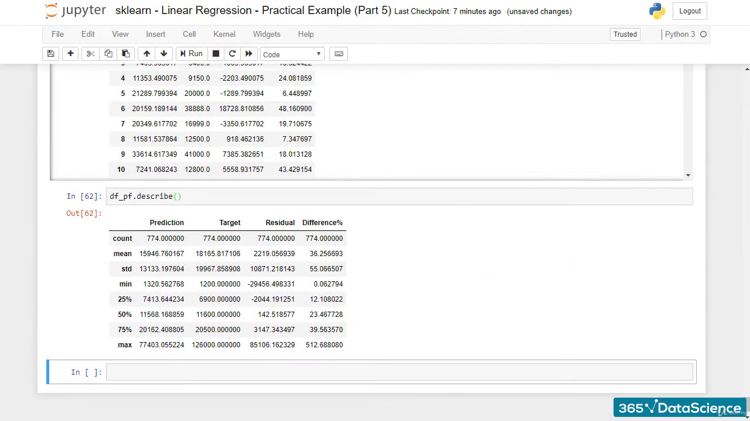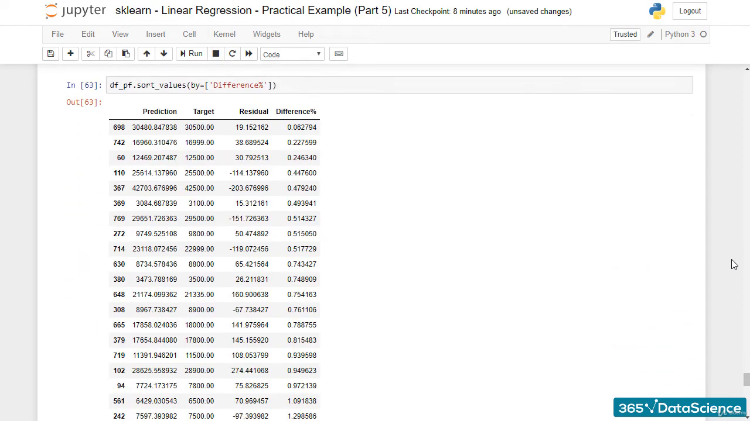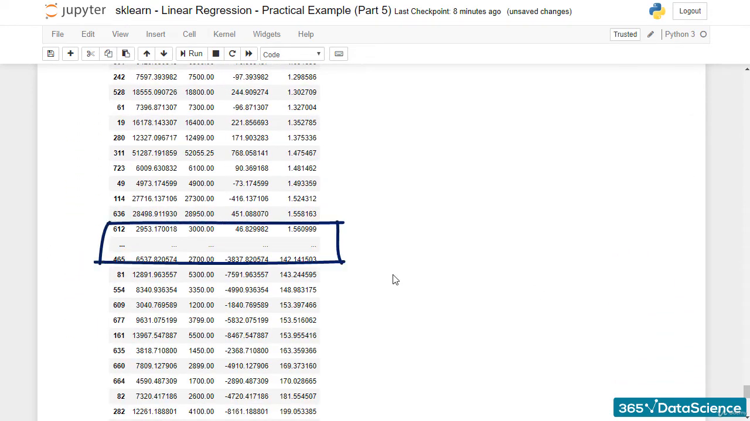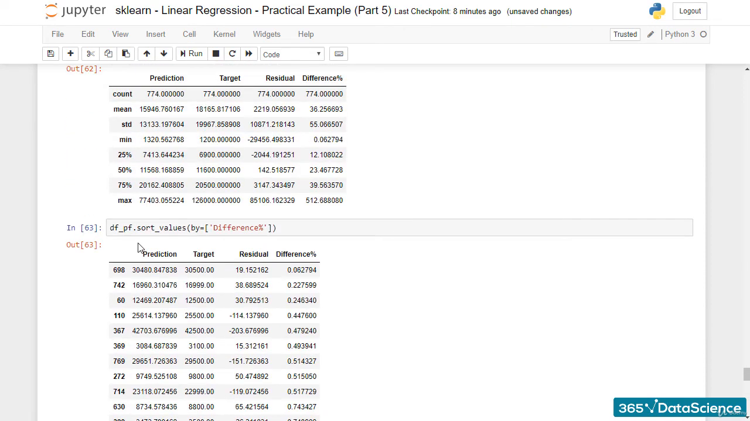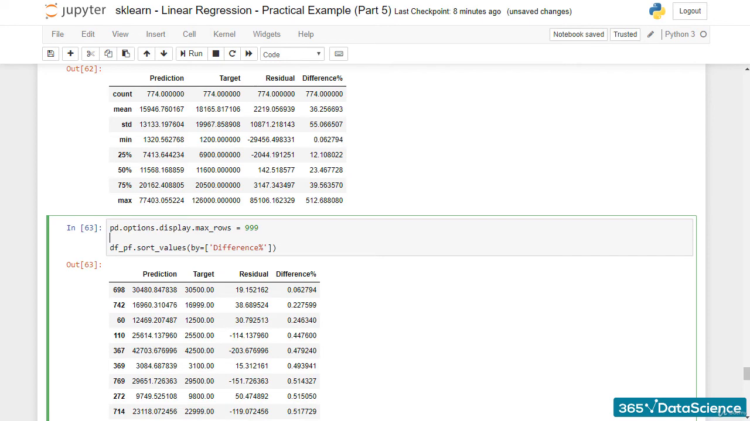At this point, I'd advise manually visiting the data frame. Let's sort DFPF by difference in percentages using the sort values method. By default, Pandas doesn't show us the whole dataset. If we'd like to see all rows, we can set the Pandas display options to show 999 rows. In addition, to make the dataset more readable, we could change the display option for floats to 2 digits after the dot using this expression.